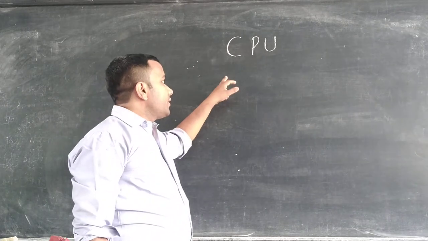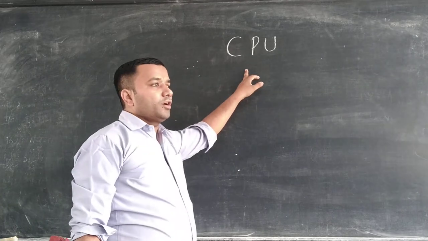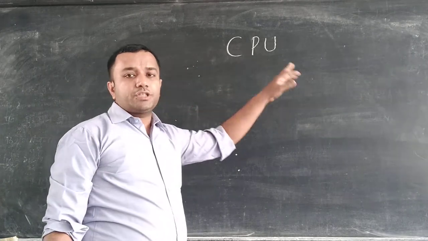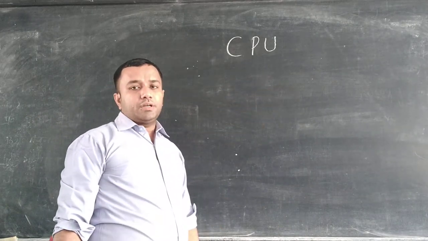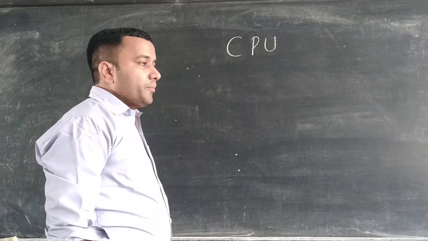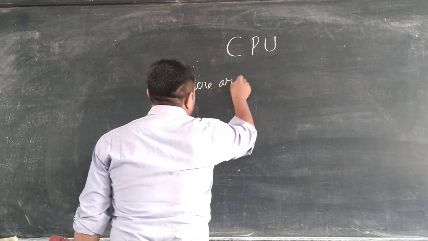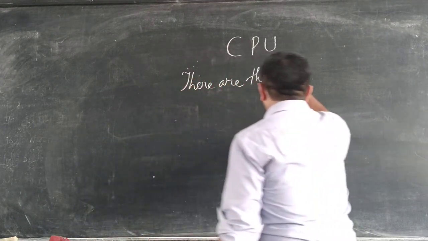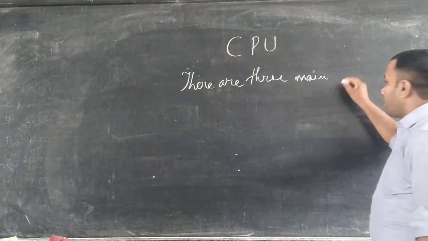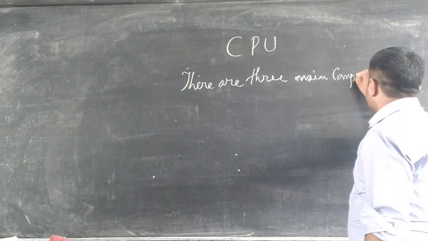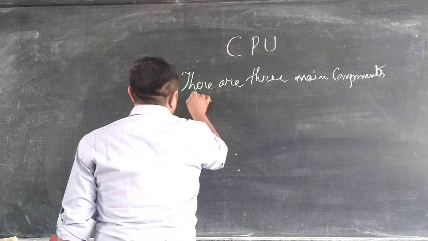Now I want to discuss the components of the Central Processing Unit. So what are the components of the Central Processing Unit? There are three main components of the CPU.